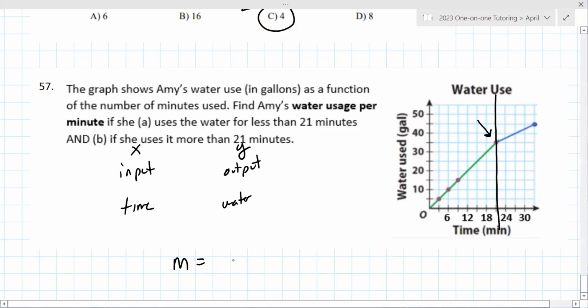So just remember, slope is your rise. How much up are you going over your run? So notice your rise is 35 and 21, divided by 35. Well, it's rise over run. You're going up first, then your run. Oh, rise over run. Yes.